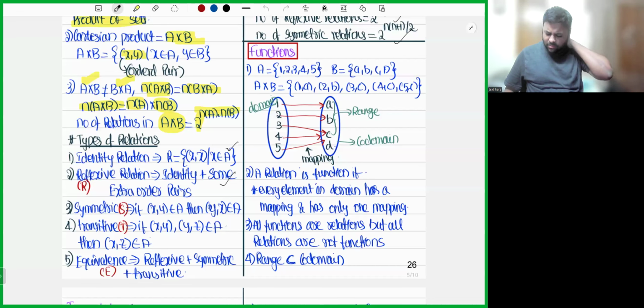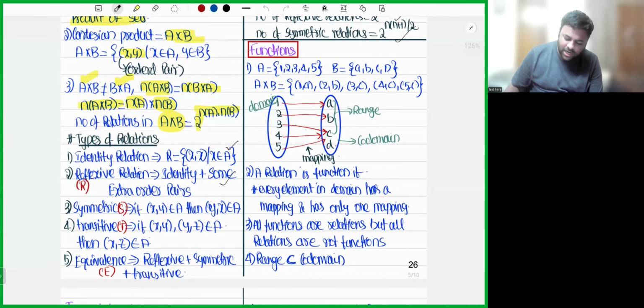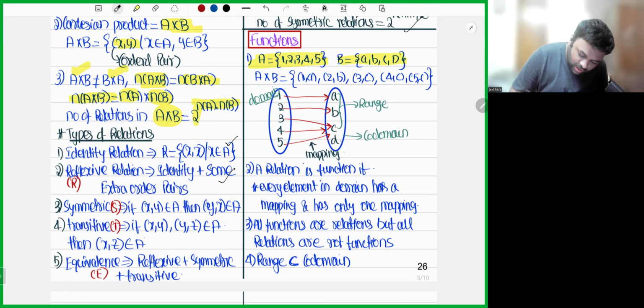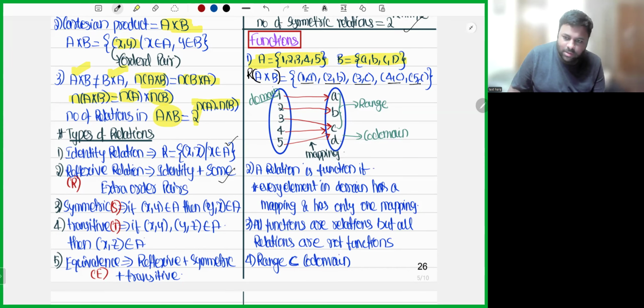See, a function is nothing but a rectified form of a relation. Before understanding functions, you need to understand range, domain, and codomain. Say, for example, my dear friends, I have set A: 1, 2, 3, 4, 5, and set B: A, B, C, D. I have developed the relationship A cross B, and from it I have taken one subset. That subset is 1 comma A, 2 comma B, 3 comma C, 4 comma C, and 5 comma C.